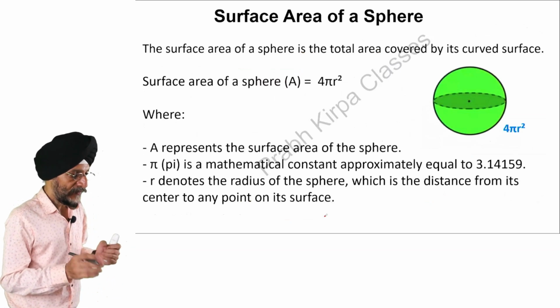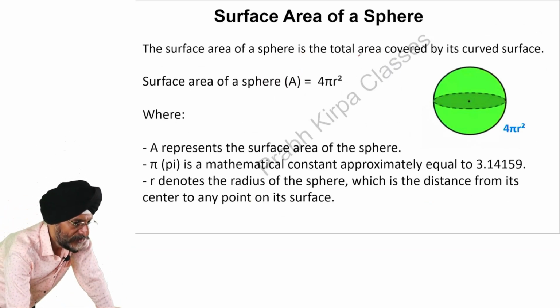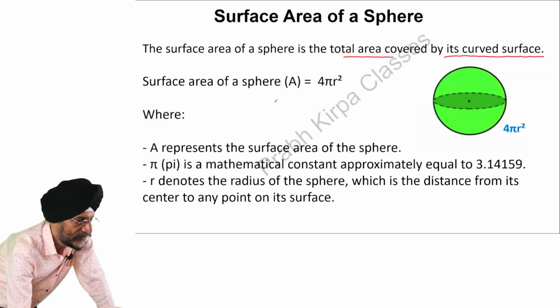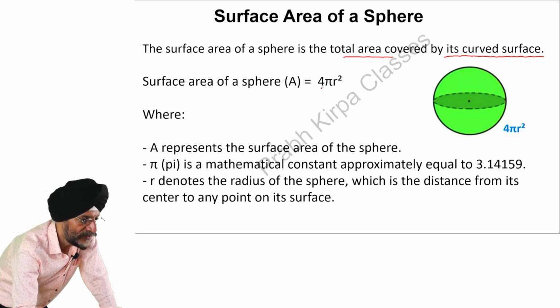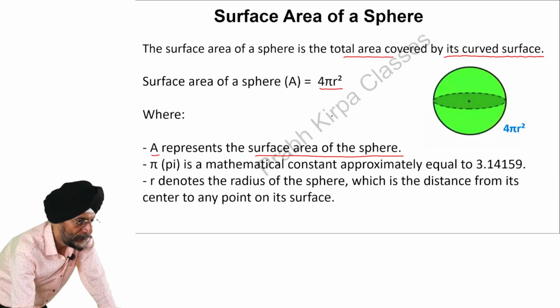Now, surface area of a sphere. Surface area of a sphere is the total area covered by its curved surface. This is the curved surface. Now, what is the formula for surface area of a sphere? It is A equals 4 pi r square, where A represents the surface area of the sphere.